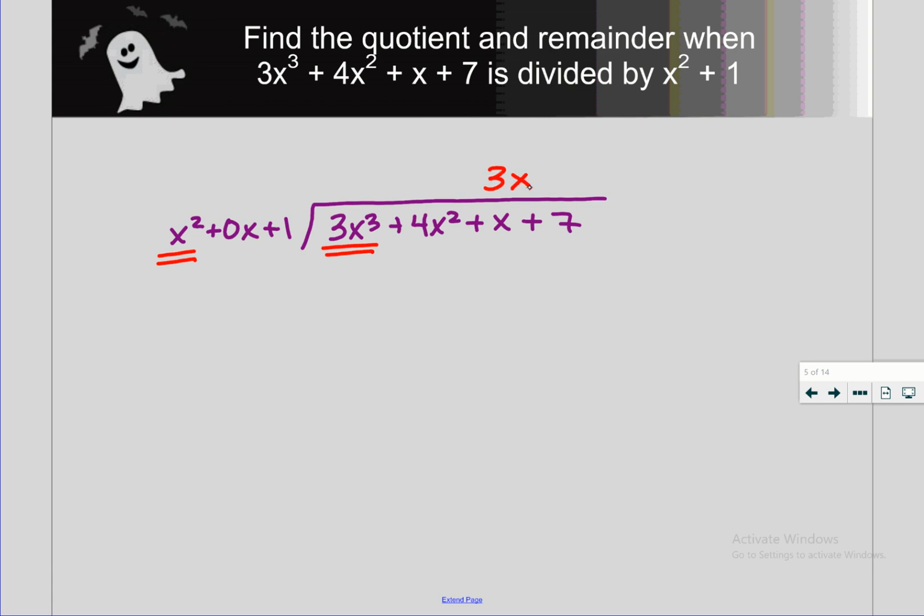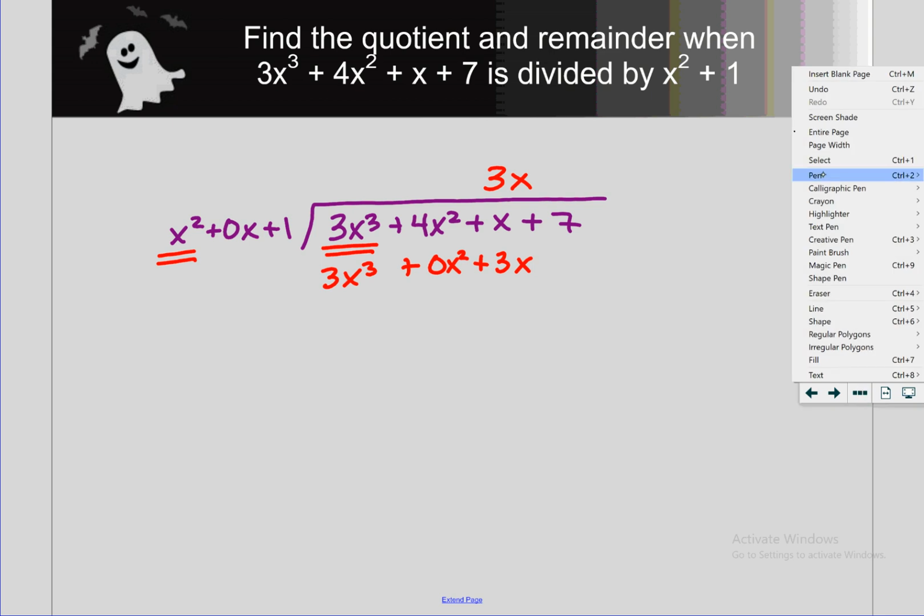Okay. Now, what's on top? I multiply by everything on the side. So 3x is essentially getting distributed into the guy on the side there. So 3x times x squared gives me 3x cubed. 3x times 0 is going to give me a 0x squared there, or you can just leave it blank. And then 3x times 1 gives me a 3x.